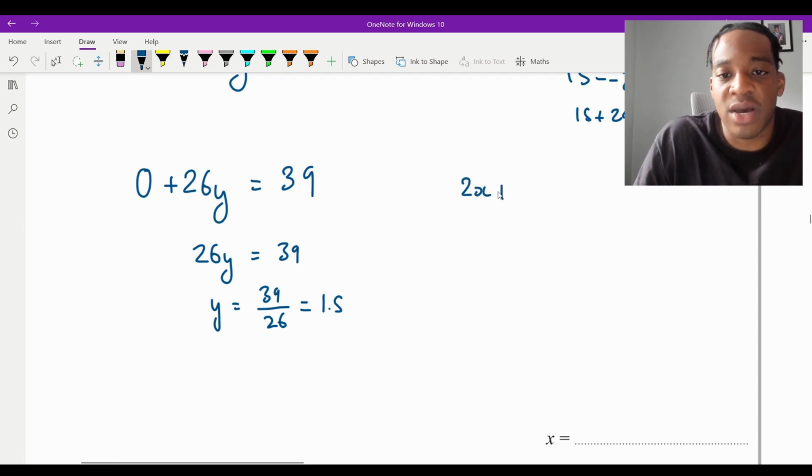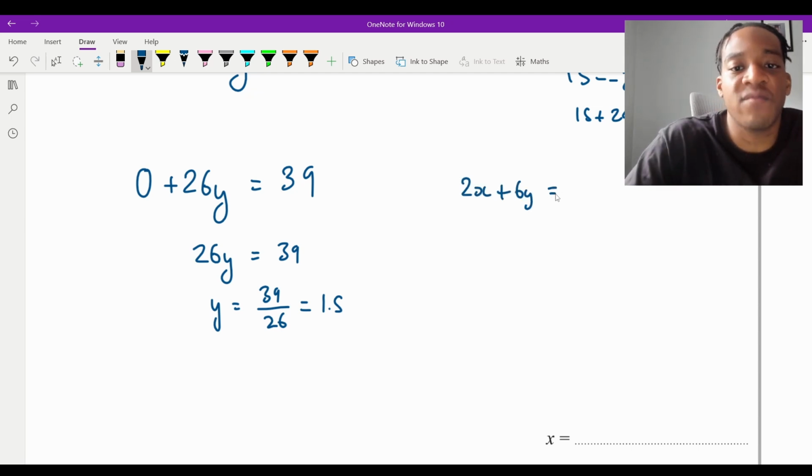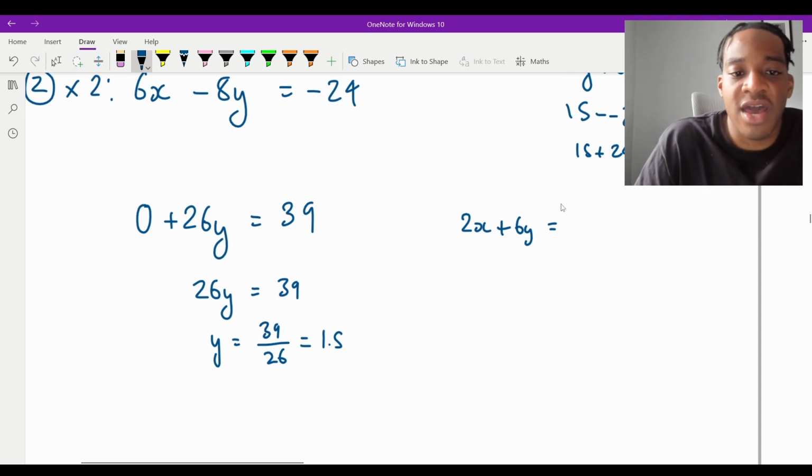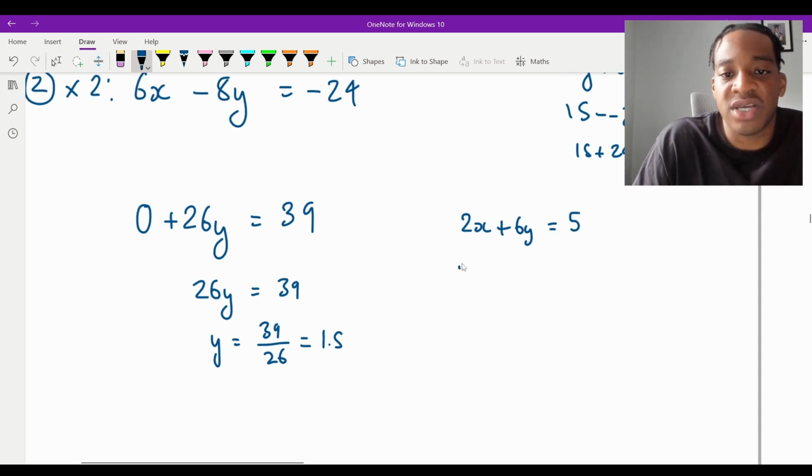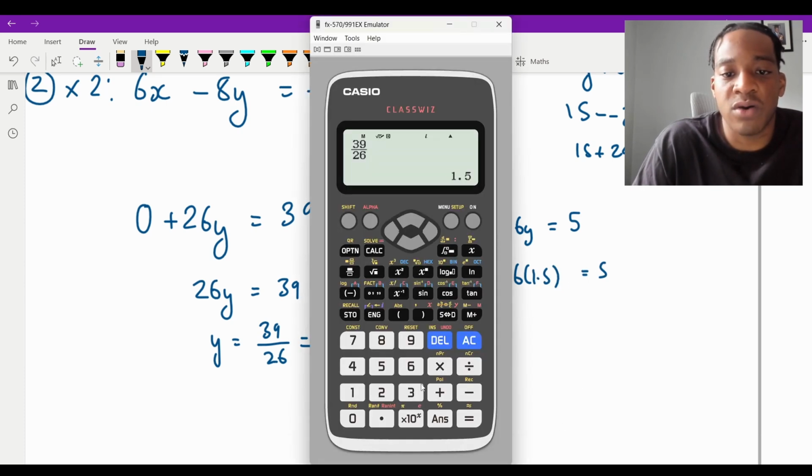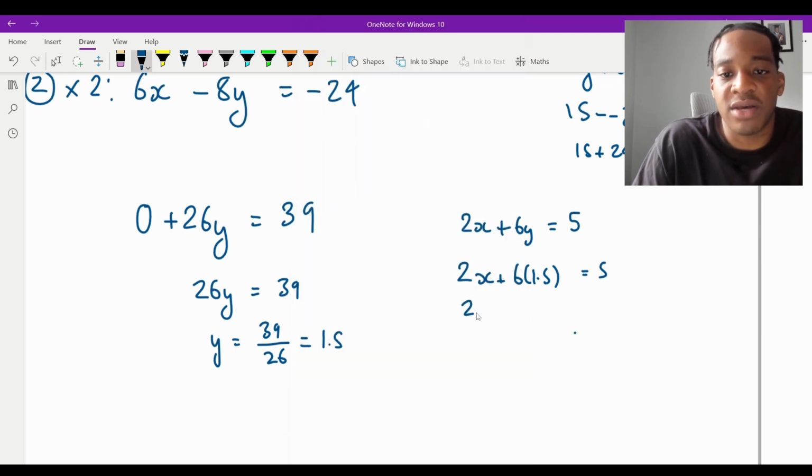Why not? So I'm going to write that the first equation again. I've got 2x plus 6y, and this was equal to 5, I believe. Let me just double check. Yeah, 5. And then we know that y is 1.5. So we're going to say that we've got 2x plus 6 lots of 1.5 is equal to 5. So I'm going to plug that in. 6 times 1.5 is equal to 9. So I get 2x plus 9 is equal to 5.